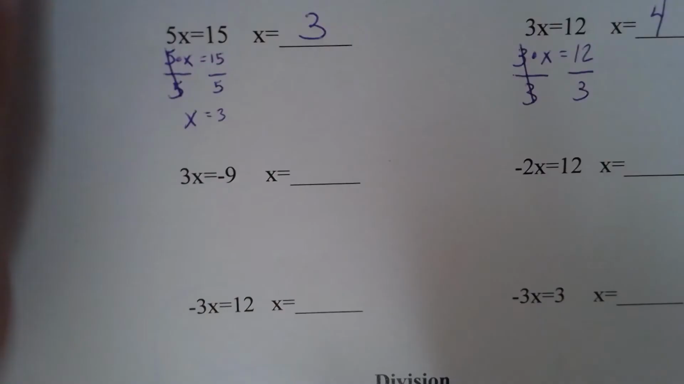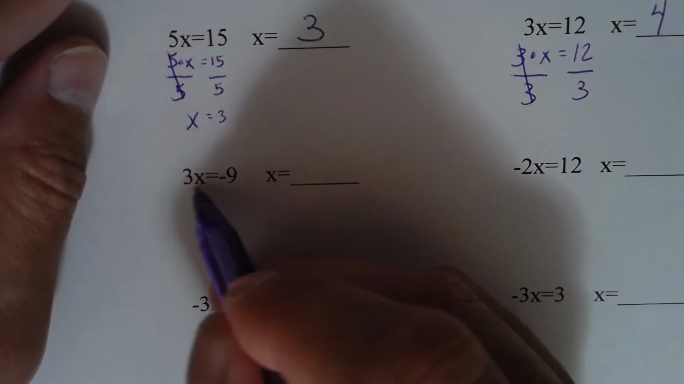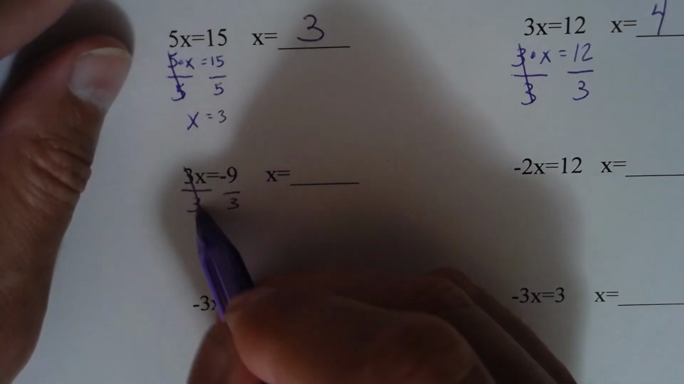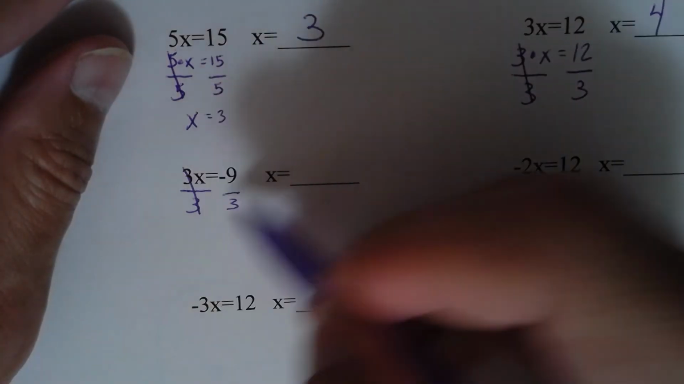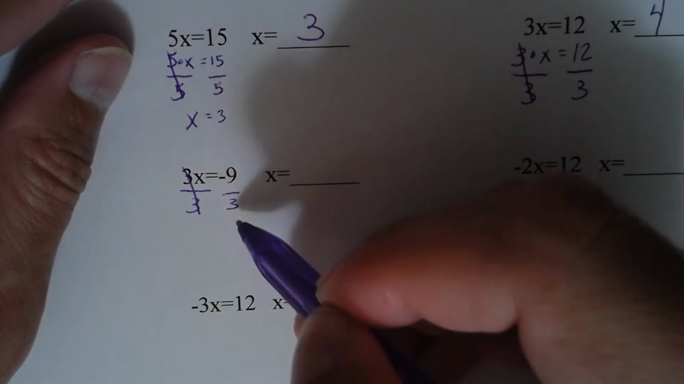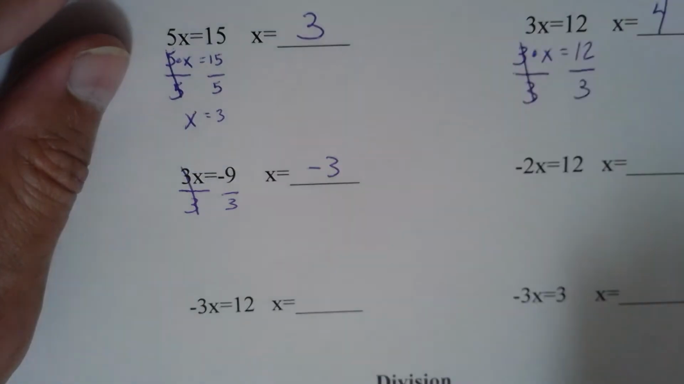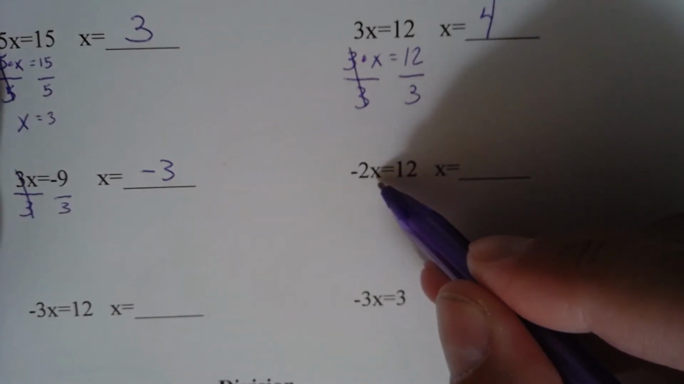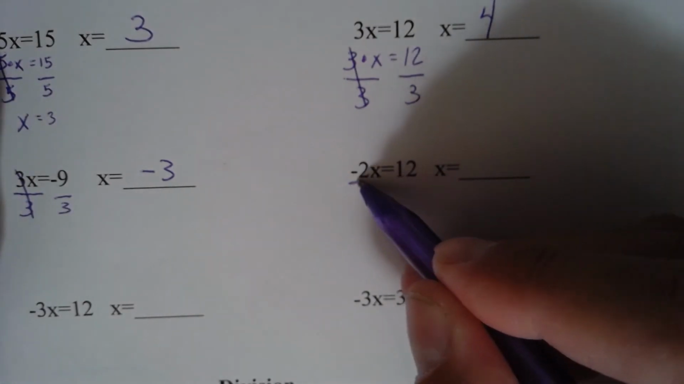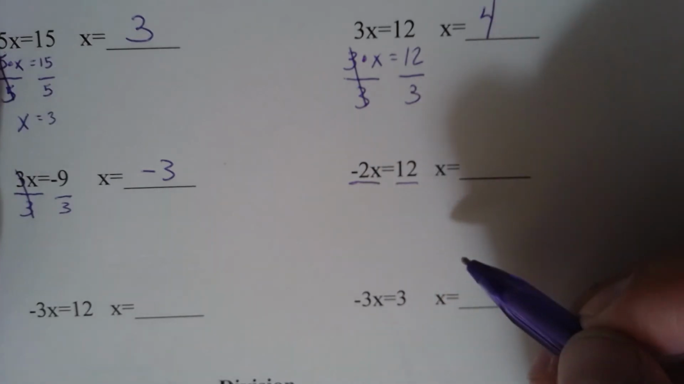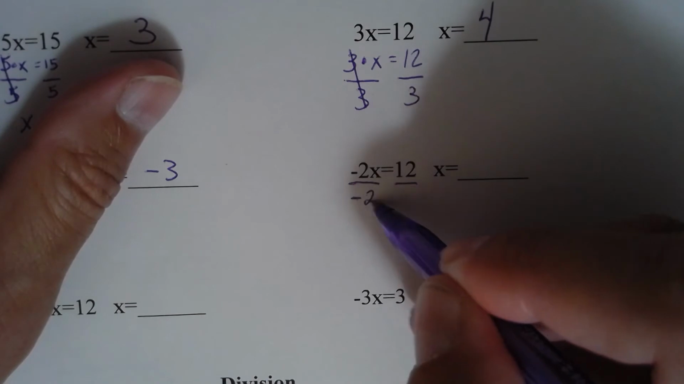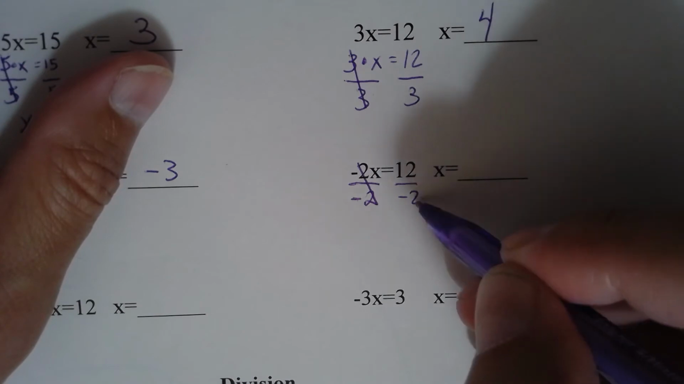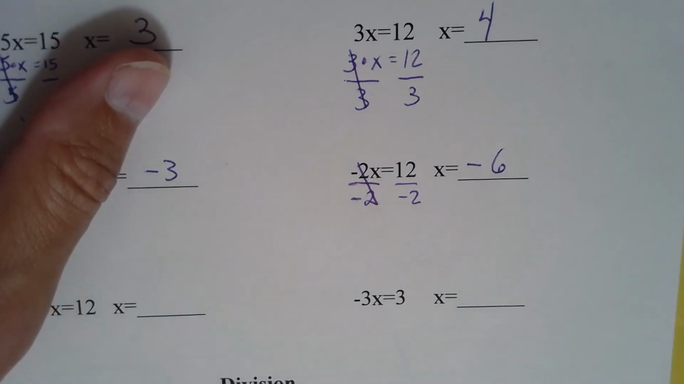Do the same thing here. Here is 3x. Well, that's 3 times x, right? So I divide by 3 and divide by 3. Those 3's cancel, leaves me the x, which I have. Negative 9 divided by 3. x must be negative 3. Over here, negative 2x. That's negative 2 times x, so it's times, so I divide. I'm going to divide each side by negative 2. Left with x. 12 divided by negative 2, negative 6.